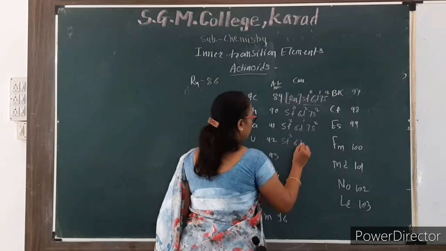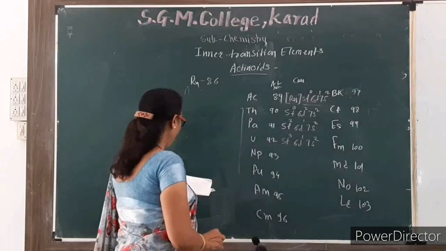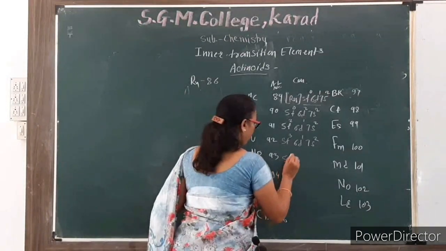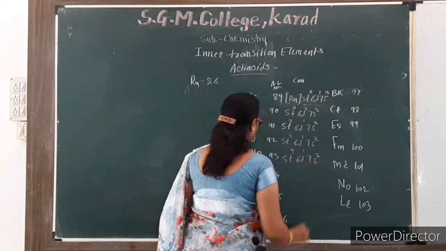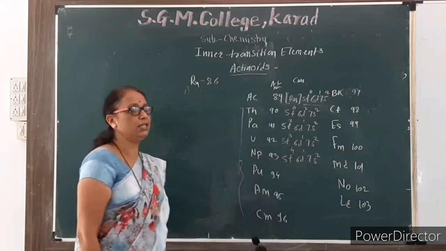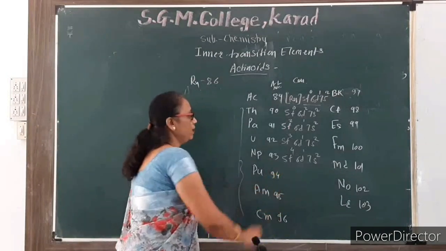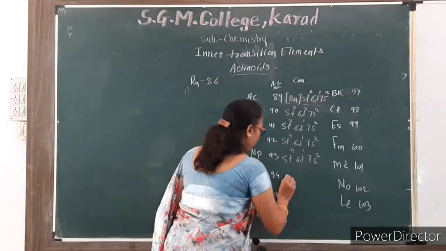For uranium, 5f3 6d1 7s2. Then for neptunium, 5f4 6d1 7s2. For plutonium, again there is irregularity after this.